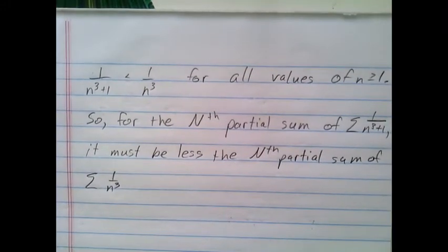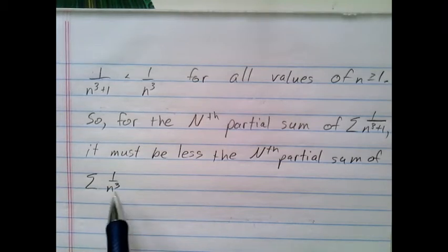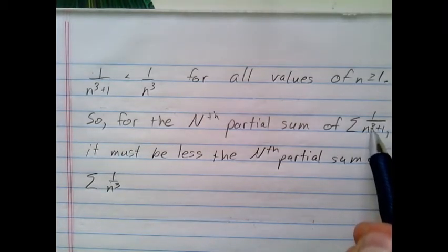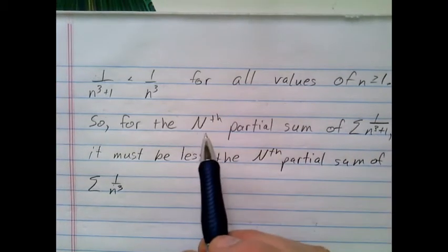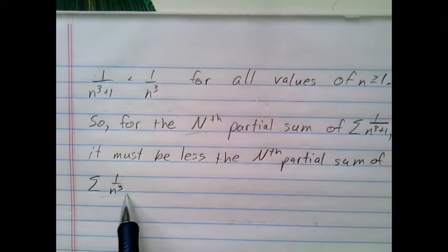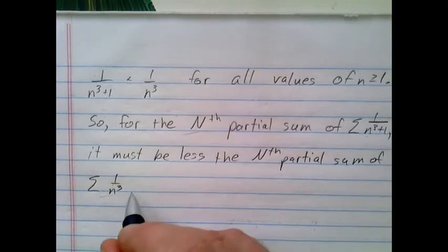Okay, and I think the argument's pretty easy to follow there. If every term of this series is bigger than the corresponding term of that series, then if I add up the first big N terms of the smaller series, that would have to be less than the first big N terms of the series with larger terms.